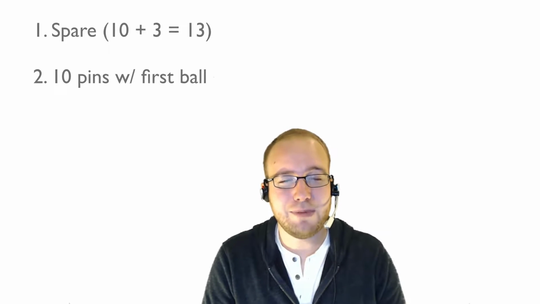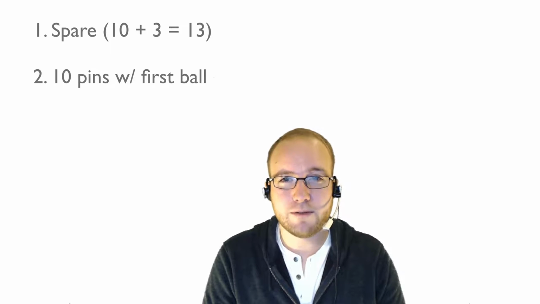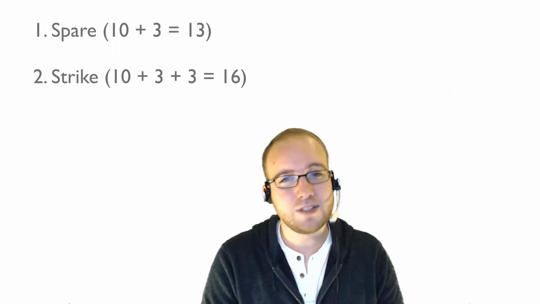So, for example, a game where you knock down 5, 5, and then 3 would be scored as a 13 for the first frame. The other special situation occurs when you knock down all 10 pins with your first throw in a frame. That's called a strike. Strikes are scored as 10 plus the number of pins you knock down with the next 2 throws. So for example, imagine that you got a strike followed by a 3 and another 3. Your score for the first frame would be 10 plus 3 plus 3, or 16.